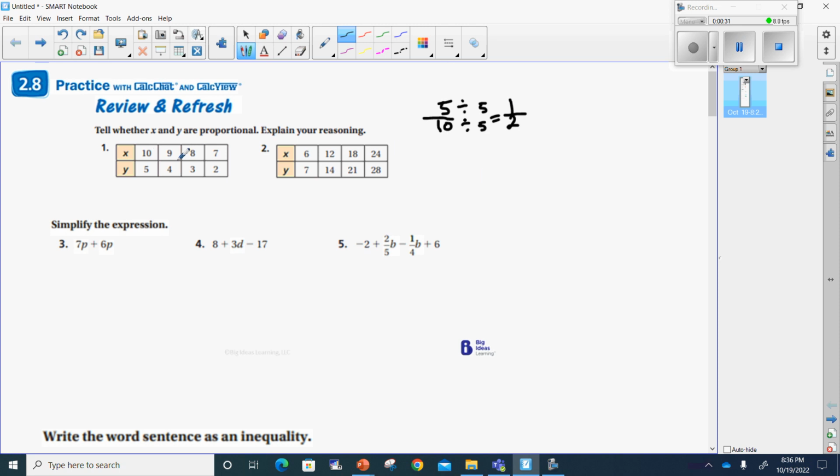All right. Then if I take this one, 4 over 9, I cannot divide both of these and get 1/2. So these do not equal 1/2. That means this is not proportional.